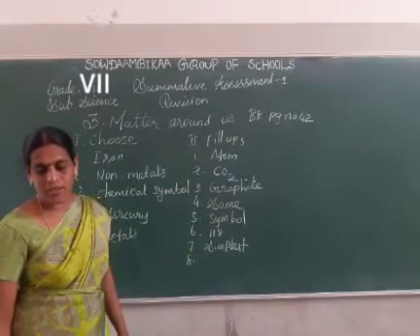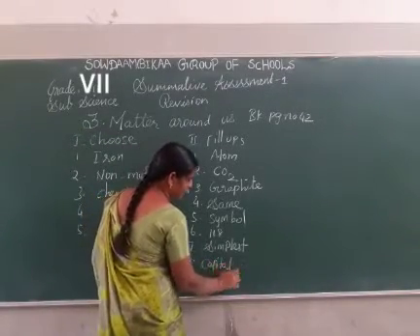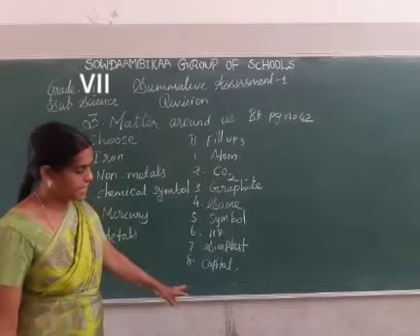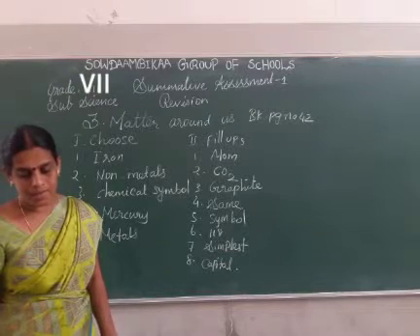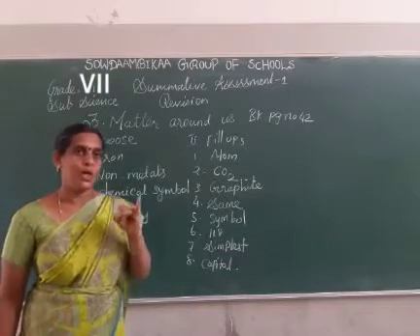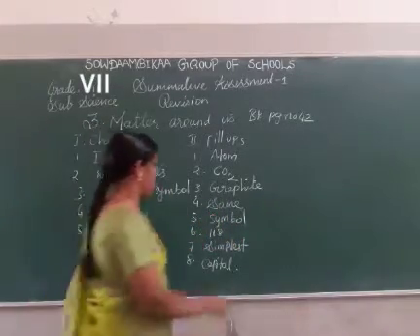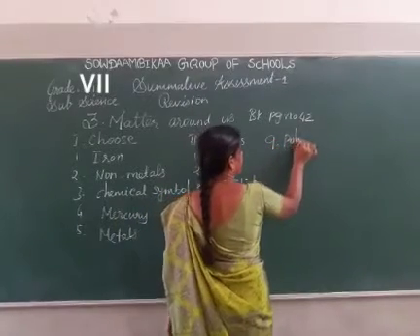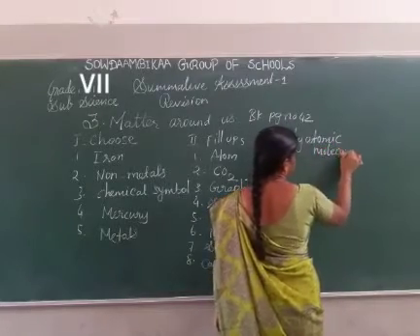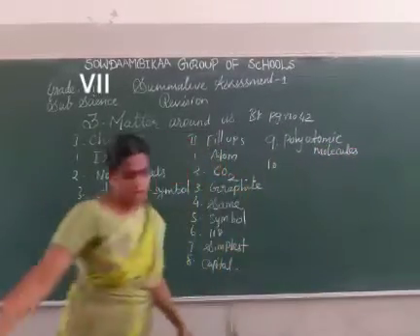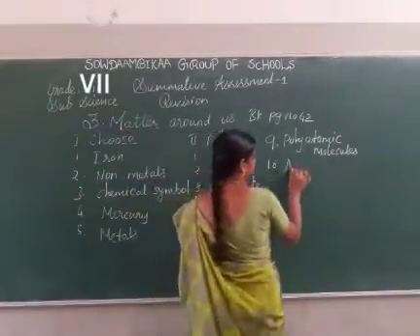Next one, the first letter of the element is always written in a capital letter. The second letter you write in a small letter. First letter should be written in a capital letter. Next, ninth one. A molecule containing more than 2 atoms. Mono means 1, di means 2. I am asking more than 2 atoms means polyatomic molecule. Poly means many. Polyatomic molecules. Next one. The most abundant gas in the atmosphere, nitrogen.